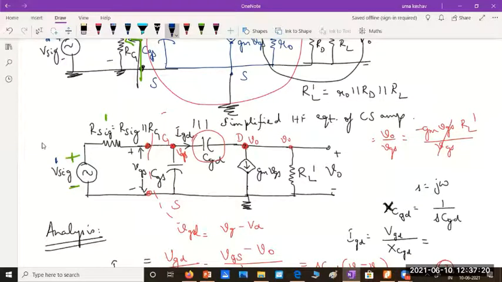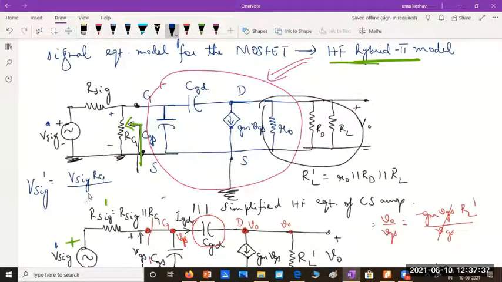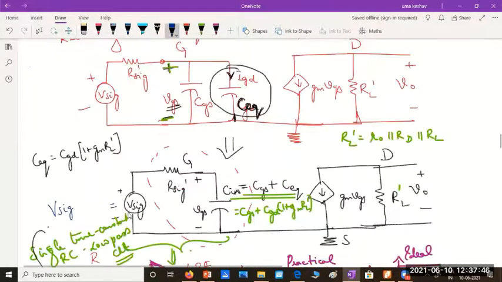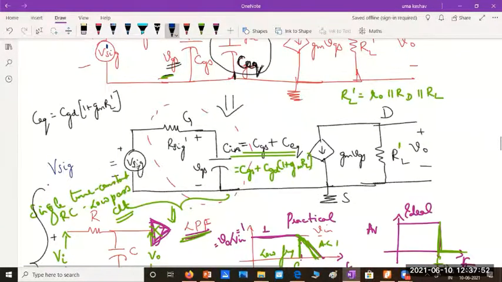And what is the value of this V sig dash? If I'm finding V sig dash, it will be the voltage divider rule: V sig into Rg by R sig plus Rg. Let me write it here. Yeah, we had to write all these voltages as V sig dash. Whenever I write R sig dash, this will be V sig dash. Please make that change. I have forgotten to include that dash.